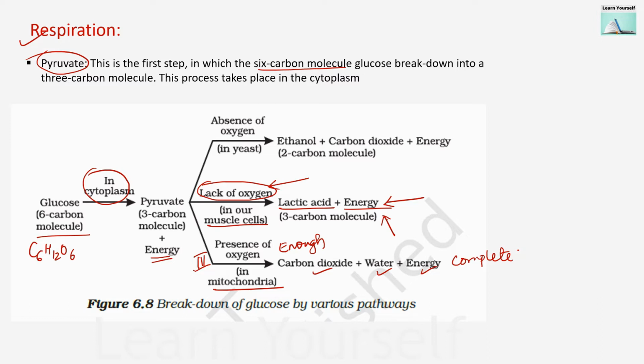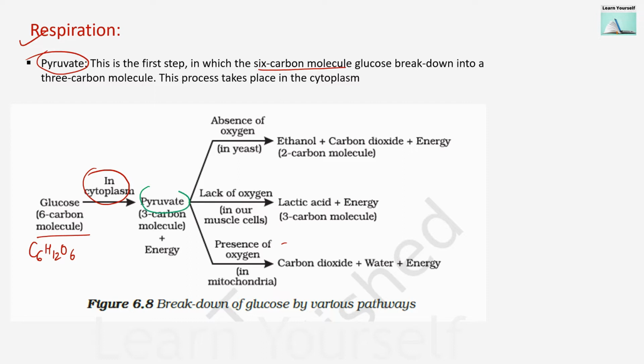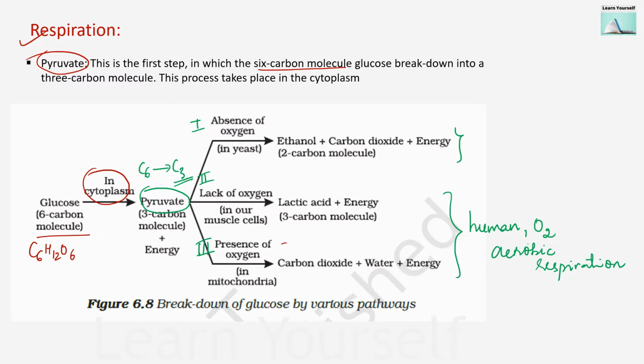We are seeing it here. The first process we have seen is pyruvate formation, in which the C6 molecule converts into C3. Now going forward, this C3 molecule will get combusted in 3 different types of process. Two of these happen in humans and in the presence of oxygen, so this is aerobic respiration, whereas this one is anaerobic respiration, which happens in yeast and in the absence of oxygen. It gives us ethanol, which is a 2 carbon molecule, carbon dioxide and energy.